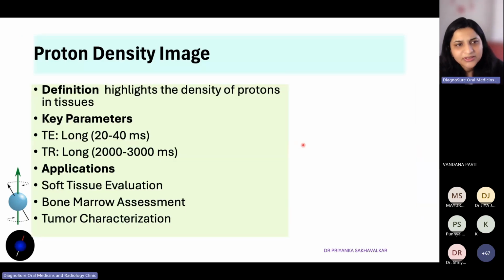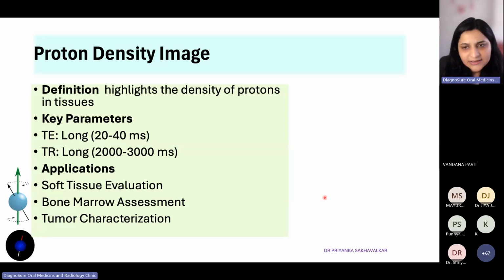Now, what is proton density image? Proton density is an MRI technique that highlights the density of protons in tissue. It provides images where contrast is primarily based on the number of hydrogen protons. So this is more of historical importance. It was used previously. It is used, but not as commonly as T1, T2.